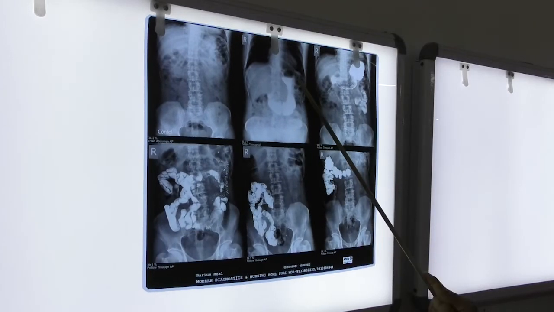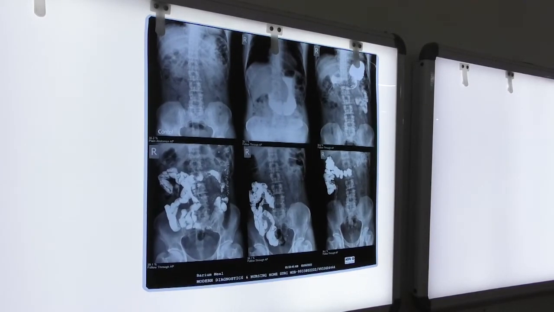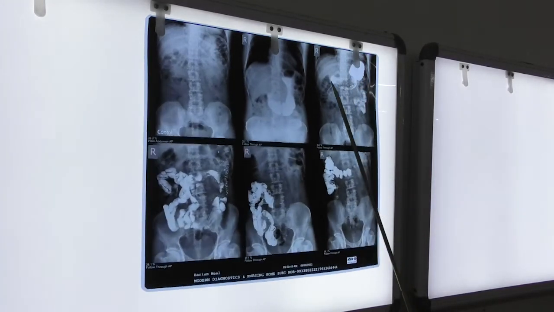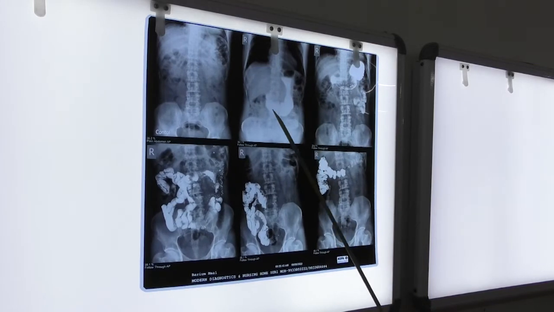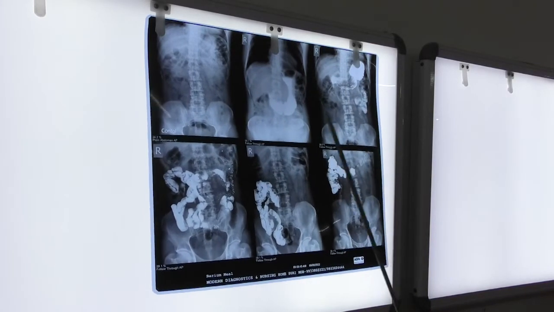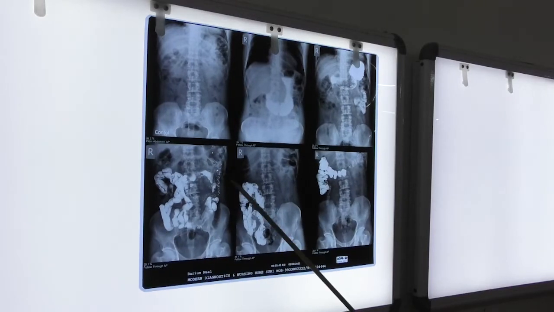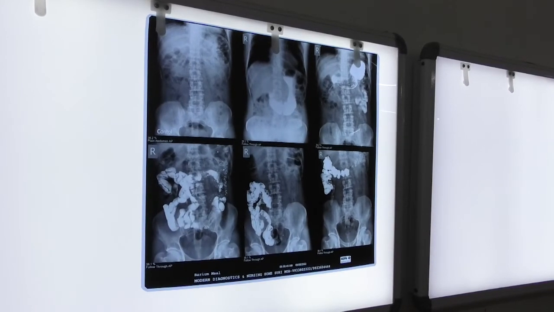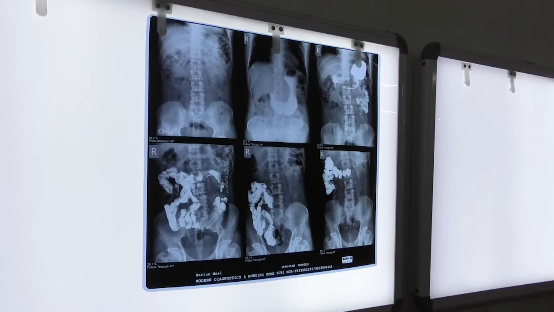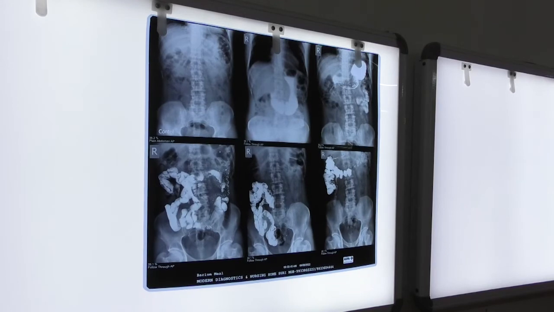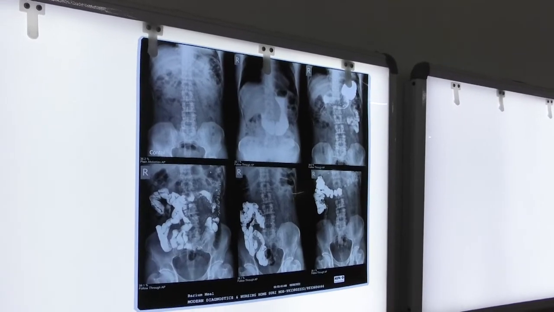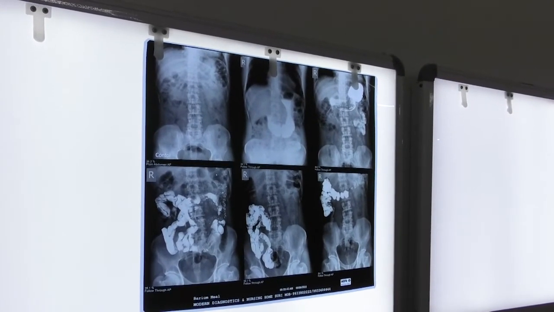When it reaches the stomach, it is called the barium meal X-ray of the stomach. We can see the barium meal X-ray of the stomach. And after 1 hour, it reaches the small intestine. That is called the barium follow through. When we see the barium sulfate in the esophagus, it is called barium swallow.